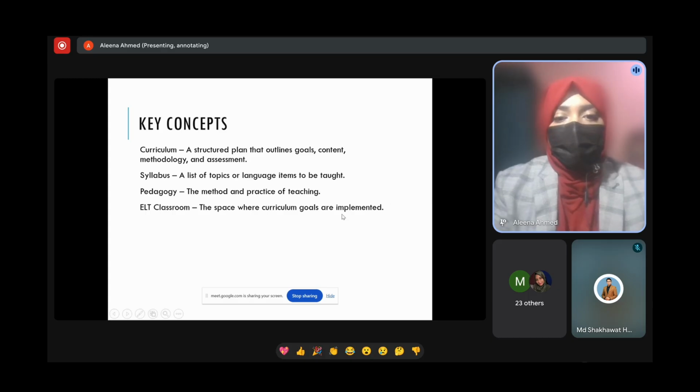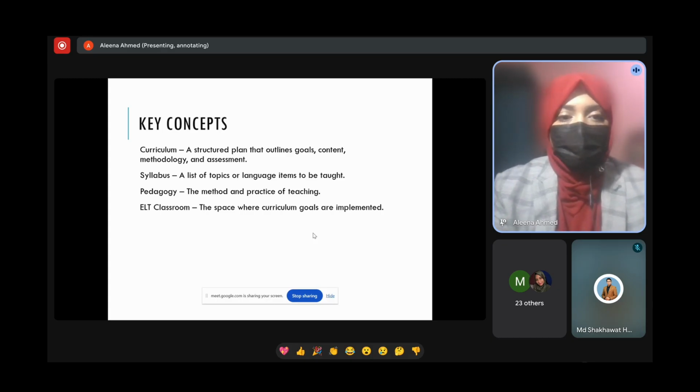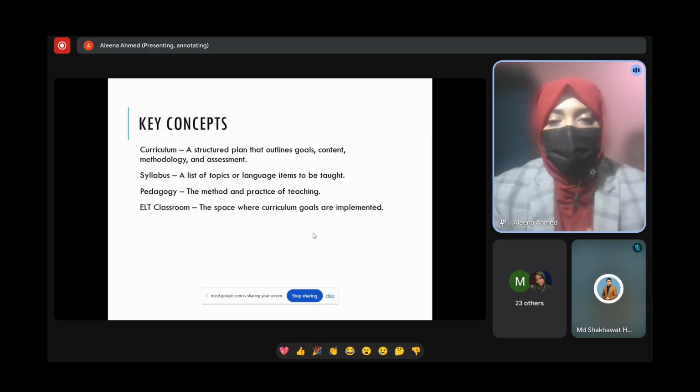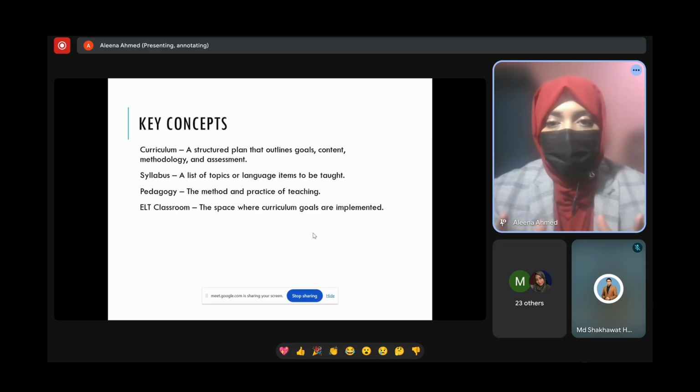Key concepts, I must let you know, you may already know it very well, but let's just exercise again so that the presentation that is going to come next will be easier for you. Curriculum is a plan. It's a broader term. It outlines what the goals are, what the content in the classroom will be, what methodologies a teacher will follow, and how he or she will assess what they have taught in the classroom.